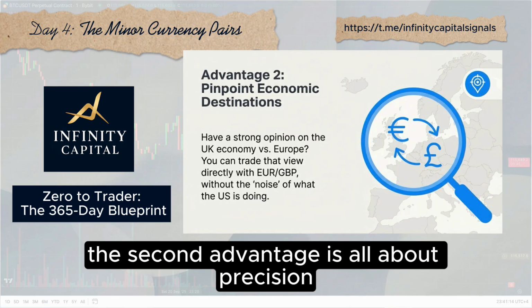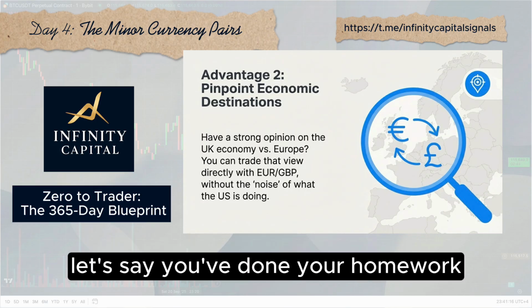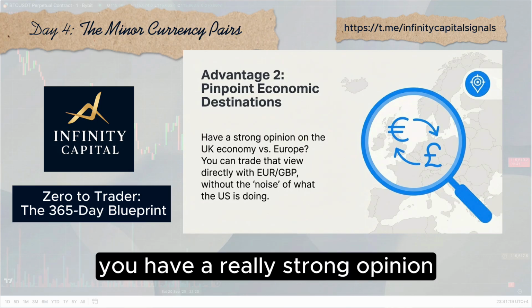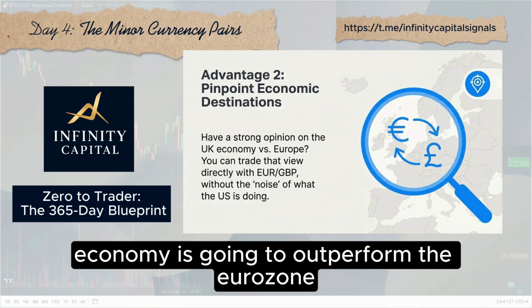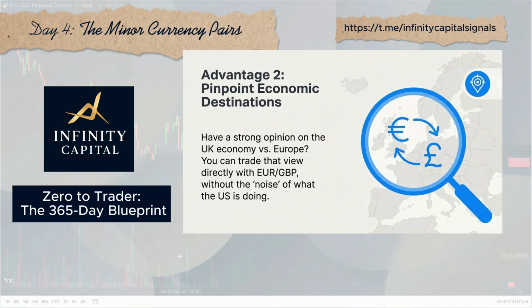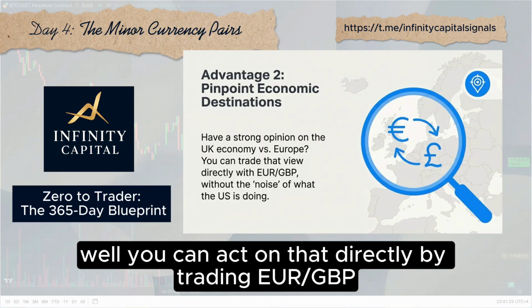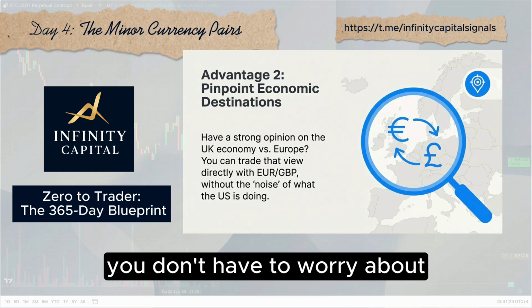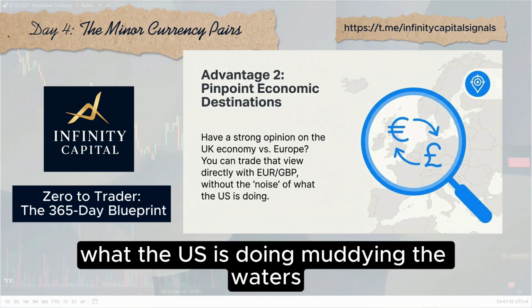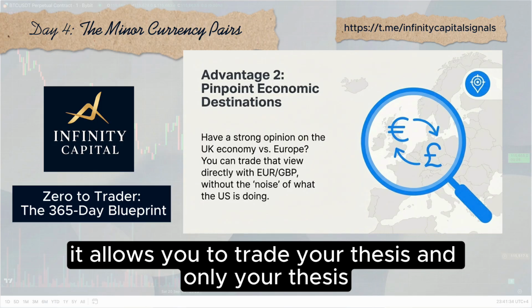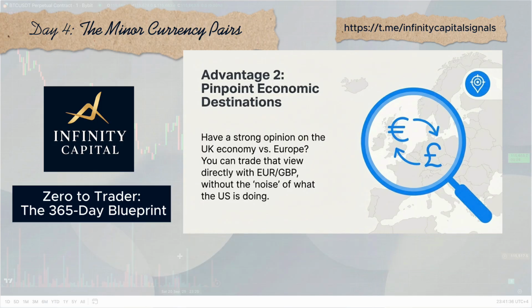The second advantage is all about precision. Let's say you've done your homework. You have a really strong opinion that the UK economy is going to outperform the Eurozone. Well, you can act on that directly by trading EURJPY. You don't have to worry about what the US is doing, muddying the waters. It allows you to trade your thesis and only your thesis.